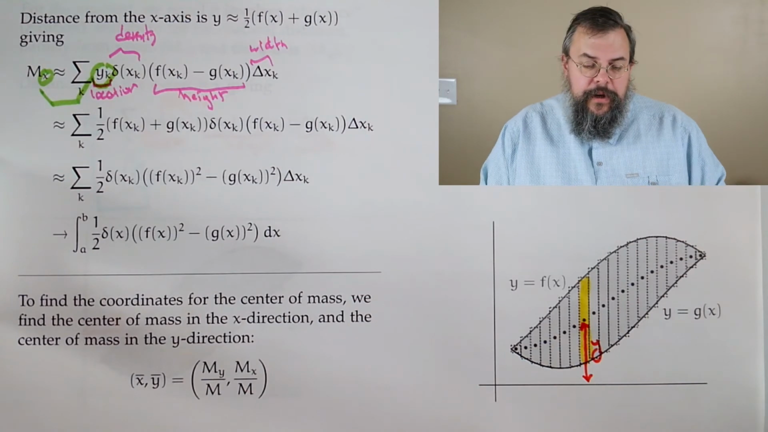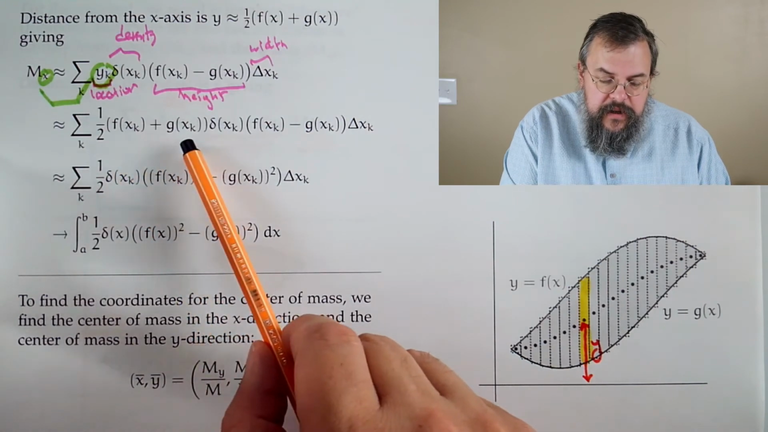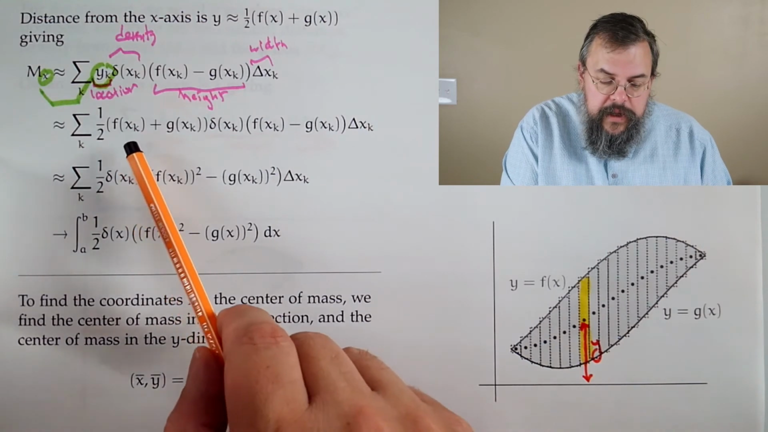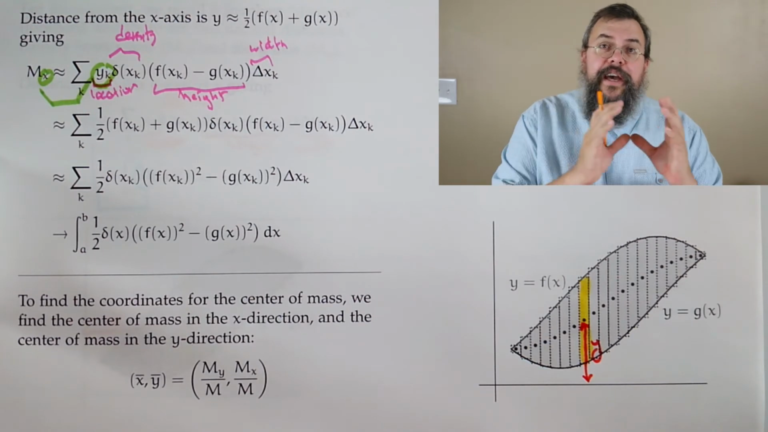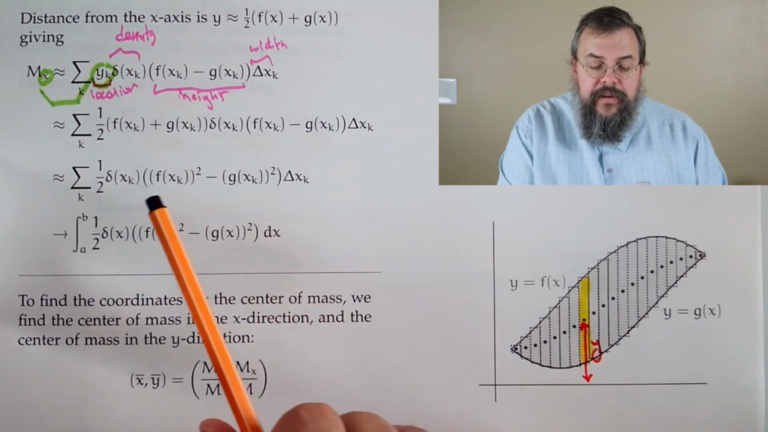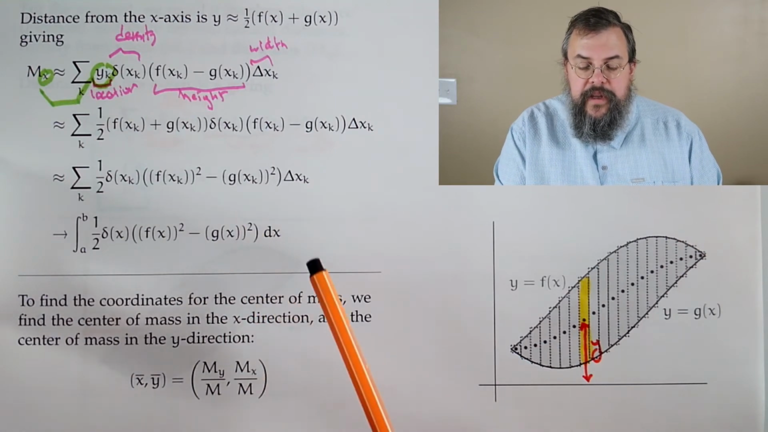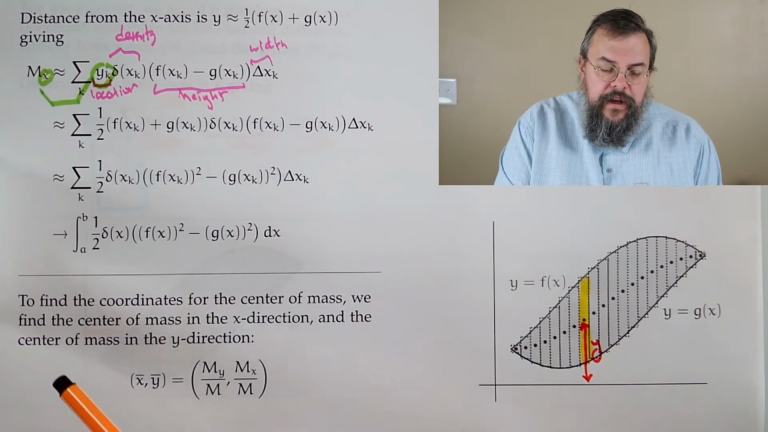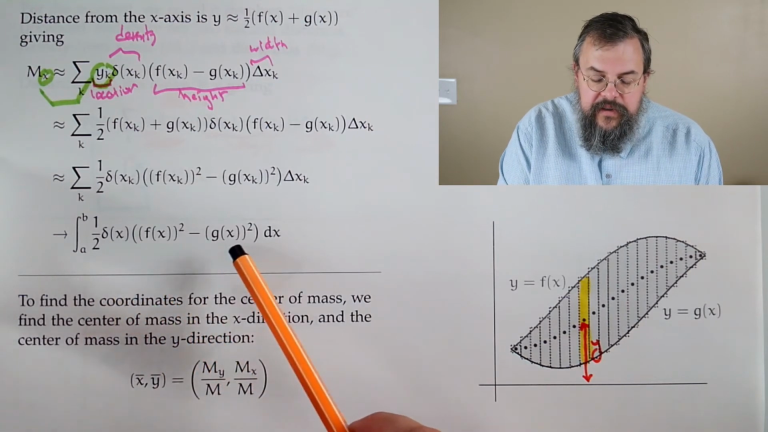And now the next step, we start getting into it. Well, y is halfway between f and g. All right, so great. That's easy to understand. And then you say, well, hey, there's this f plus g, there's this f minus g. A plus b, a minus b becomes a squared minus b squared. So you get a half times your density times f squared minus g squared. And then there's a little delta x on the end. And now, of course, take the limit and you say, okay, lo and behold, it becomes the integral of a half times density times this function squared minus that function squared.